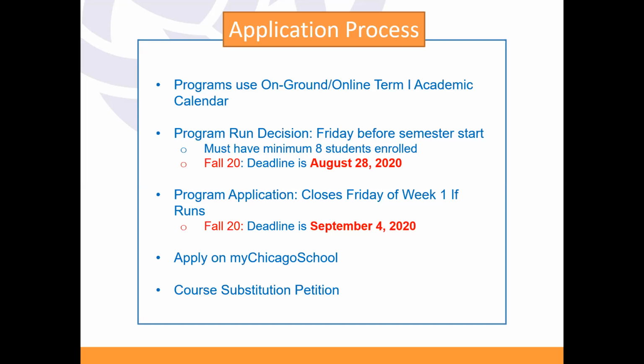The program application is going to continue until Friday of week 1. Again, on-ground and online term 1 calendar, that would be September 4th for 2020. Application is electronic. The link is all over the place as I send email and reminder, info session announcement. If you cannot find it, please let me know. And of course, substitution petition form is also embedded in the application form. So you can just download and fill it out as soon as you can.